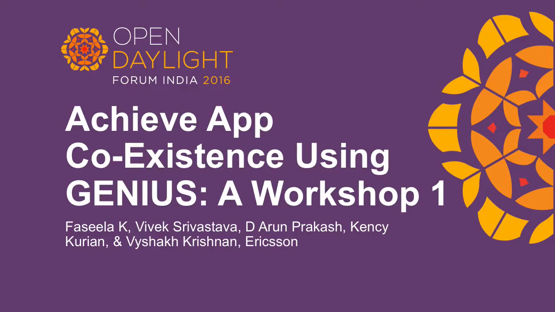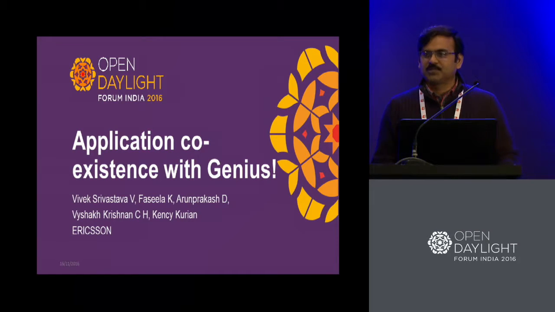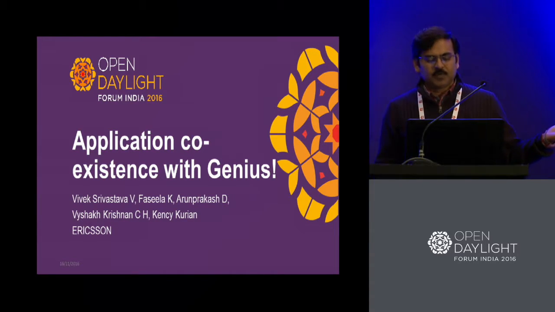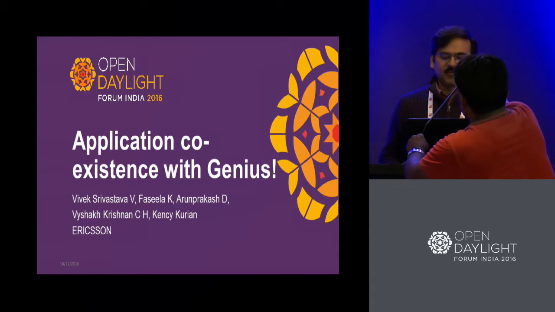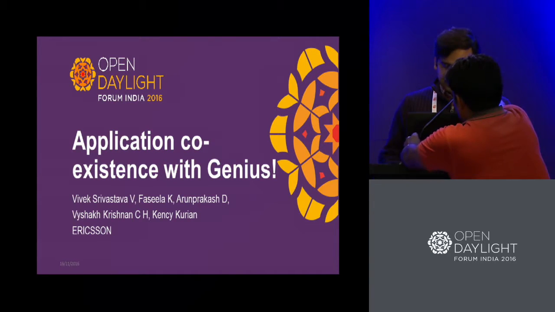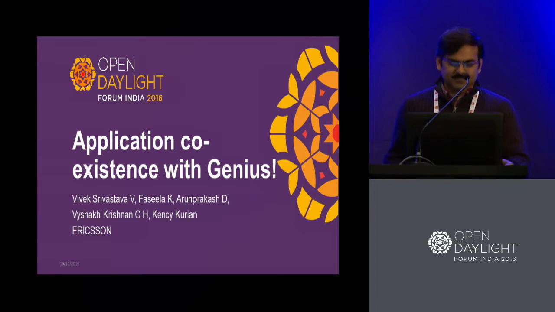Okay, so what is Genius? If you see, Genius is an offset 1 project in OpenDaylight. By saying offset 1, meaning it's kind of using core kernel OpenDaylight components, and it provides services to application modules. It's essentially a framework to support service integration and application coexistence.